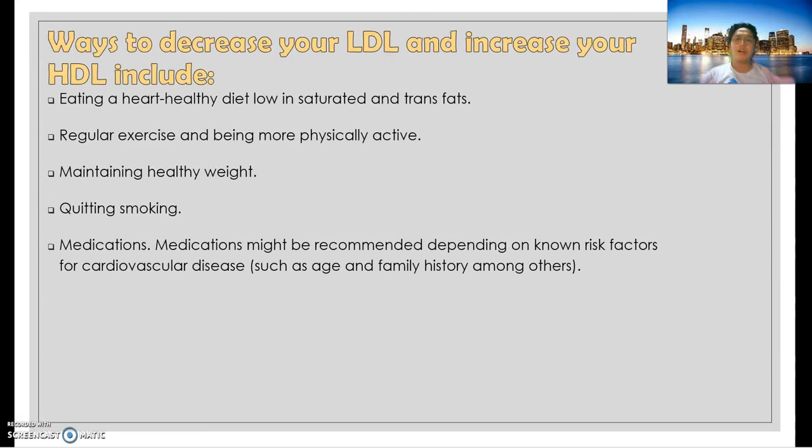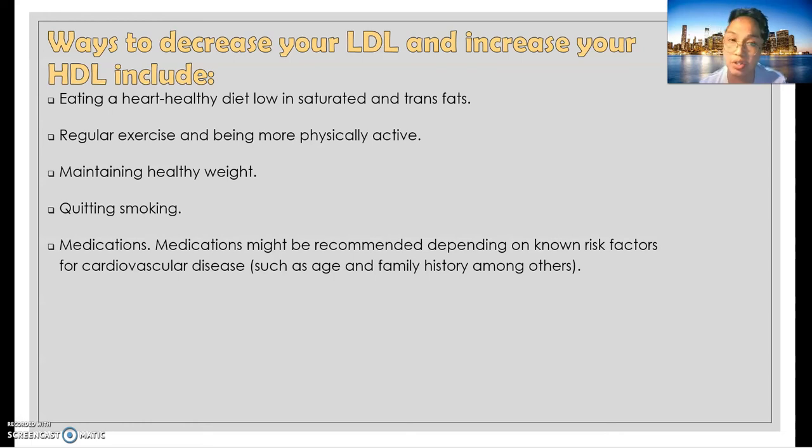There are ways to decrease your LDL and increase your HDL, the good cholesterol, by eating a heart-healthy diet low in saturated and trans fat. That's important. Also regular exercise and being more physically active. Remember that. And maintaining a healthy weight. Of course, smoking does nothing good for your body. It will actually raise your LDL. So if you quit smoking, you will increase the good cholesterol and decrease the bad cholesterol. And of course, some medications.